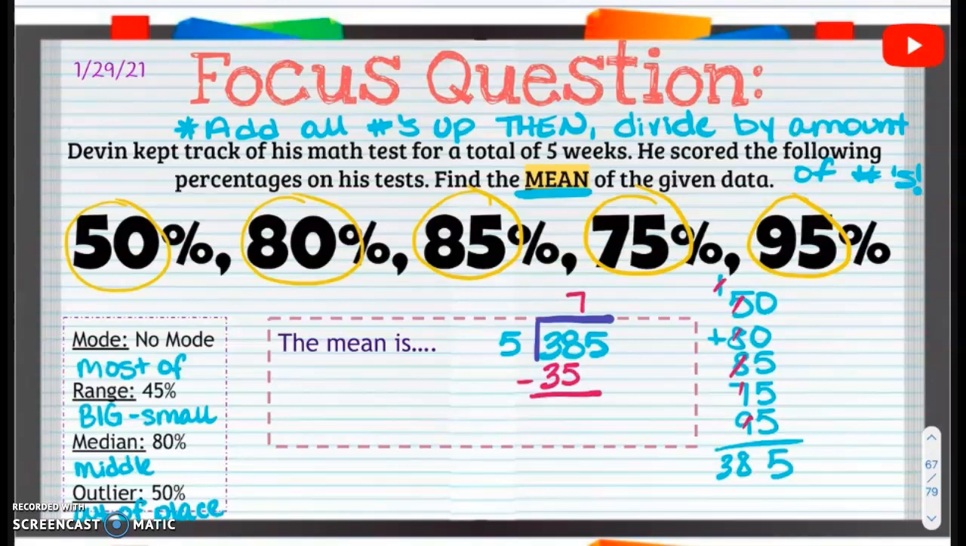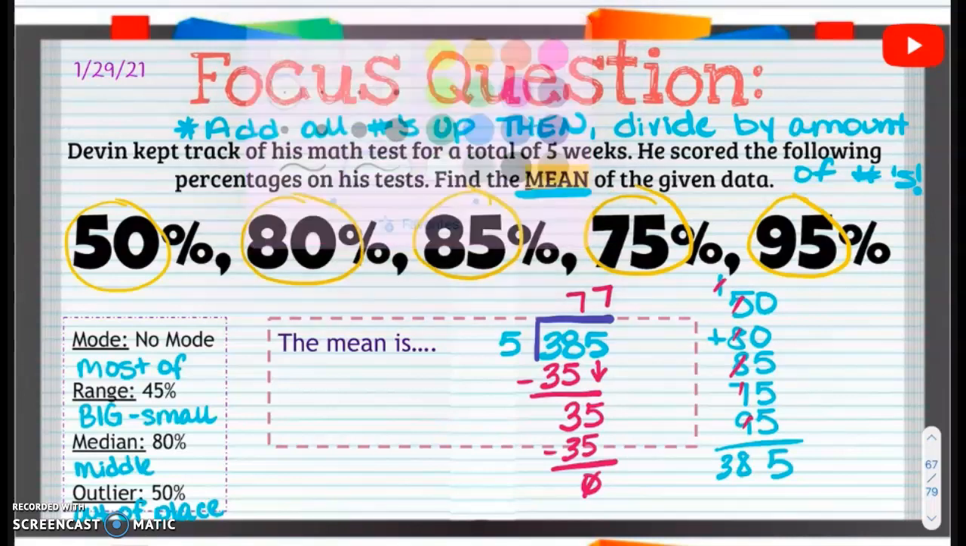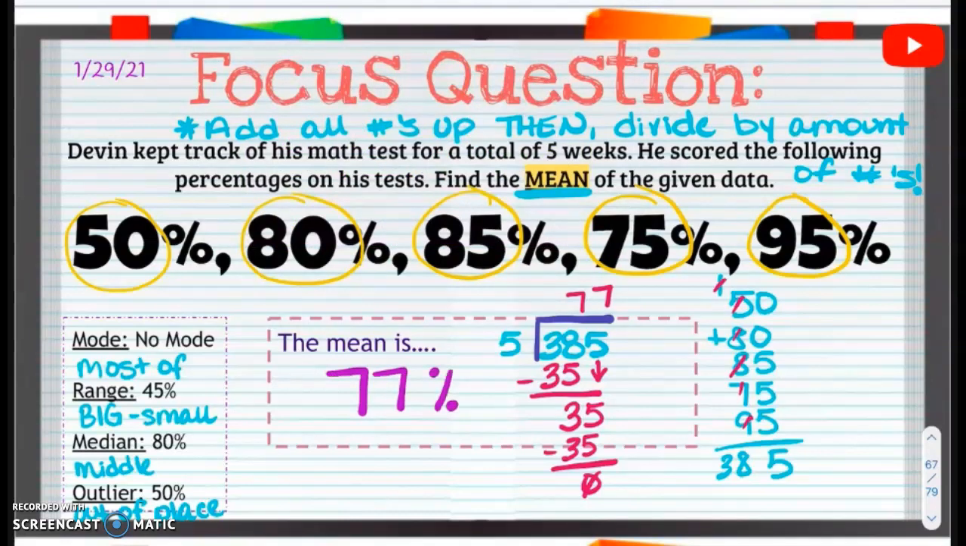Subtract, 8 minus 5 is 3. 3 minus 3 is 0. Bring down that 5. Look at this. 5 goes into 35 7 times. You get 35. Subtract, you get 0. Nothing else to bring down. No remainders, no leftovers. So our answer is going to be 77. 77% is going to be our answer.